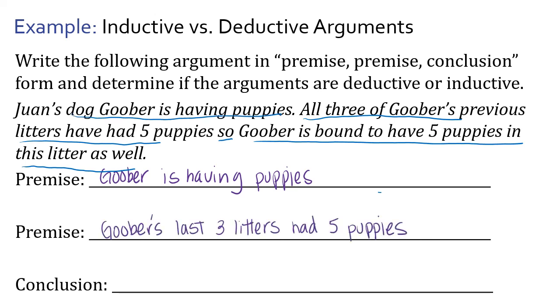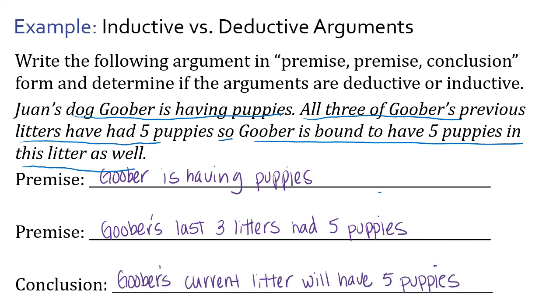So we know Goober is having puppies. We know that the last 3 litters had puppies. These are very specific examples. And then we're going to conclude that Goober's current litter will have 5 puppies. So again, even though that's pretty specific, these are a lot more specific than that conclusion. So Goober's having puppies, that's very specific. Goober's last 3 litters had 5 puppies, that's specific. His last 3 litters for sure had it. So I'm going to generalize that by saying that he's going to have 5 in his next litter. And so this is considered an inductive argument.